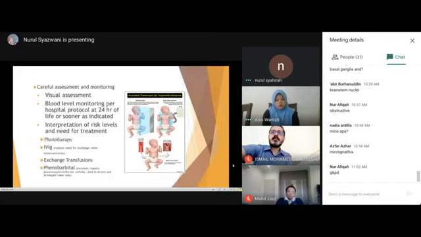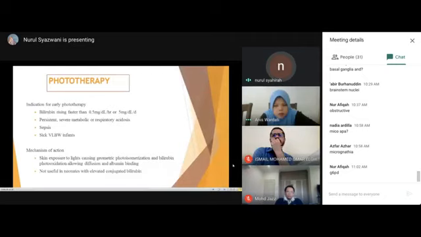This one is the explanation for the phototherapy. So the indications for early phototherapy are if the bilirubin level rises faster than 0.5 milligram per hour, persistent or severe metabolic acidosis, sepsis, or a very low birth weight infant. The mechanism of action in phototherapy is skin exposure to light that causes geometric photoisomerization and bilirubin photo-oxidation, which allow albumin binding and diffusion. But it is not useful in neonates with elevated conjugated bilirubin.